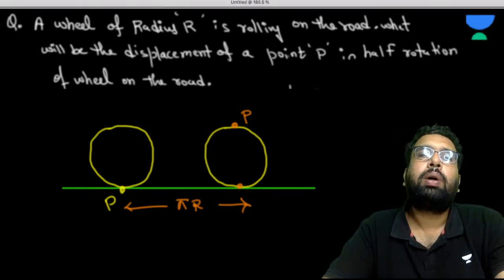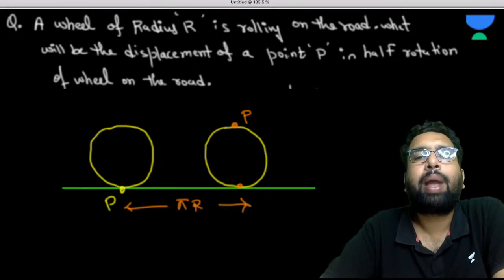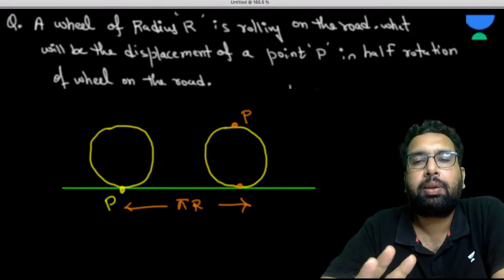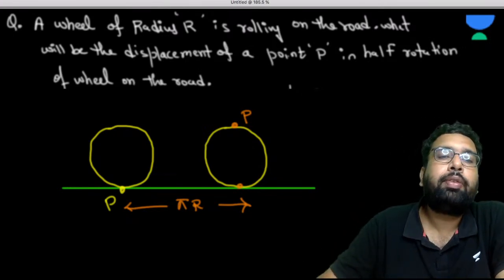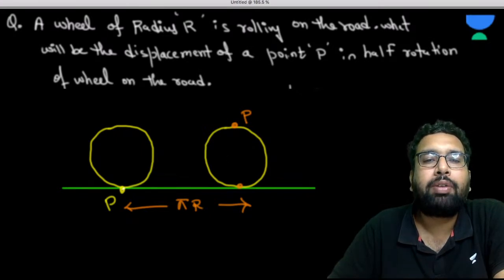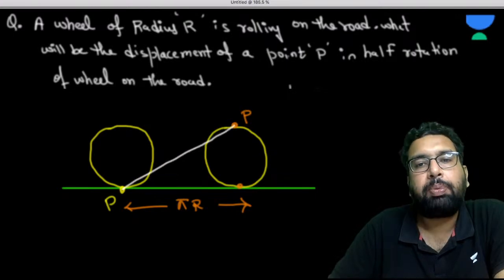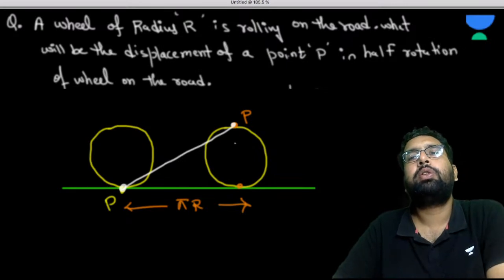So this particular thing will move forward by the distance of pi r, and the point P will be at this position. Do you agree to this or not? Yes, sir, absolutely. Now, what is the displacement? Many students say that sir, it is going to be pi r, which is actually wrong. What is the displacement, sir? It is the shortest distance between the initial position and the final position.